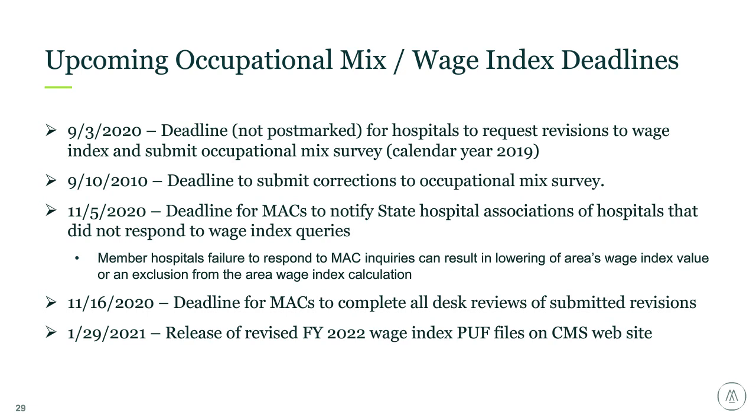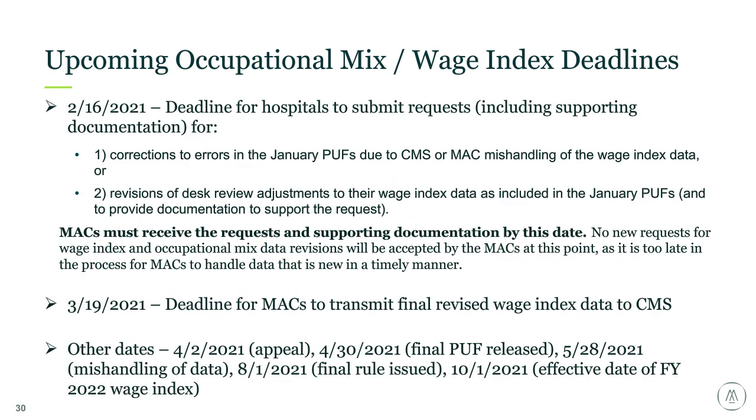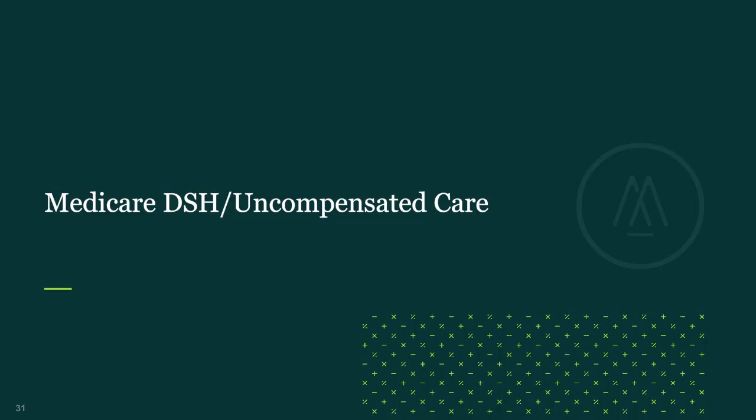As I move forward on the slides, there are some other deadlines a little further out. The PUP file will be released on January 29th, and then if you aren't satisfied with the results in the PUP file, you have a very short turnaround on February 16th to respond and submit requests, and then the timeline goes on, but the deadlines dwindle, I guess is the best way to put it, as you move forward. So with that, I will now turn it over to my colleague, Jonathan Mason, and he will give us an update on Medicare DSH and uncompensated care.